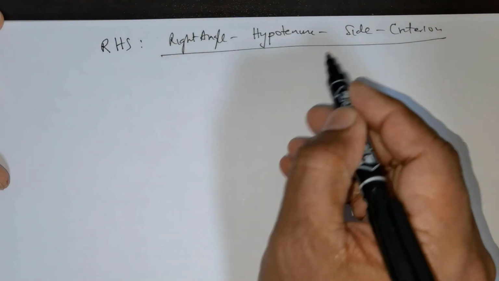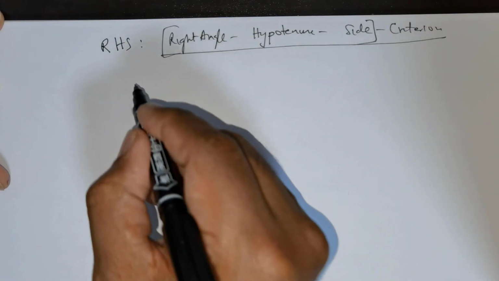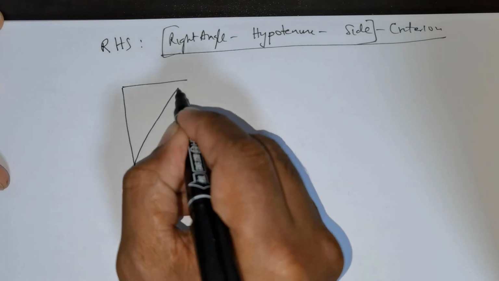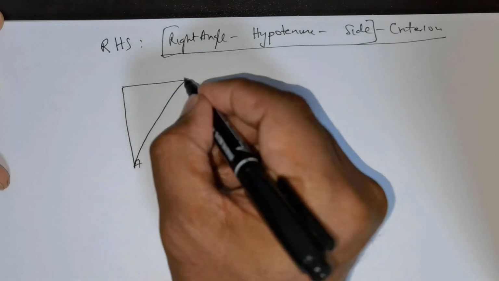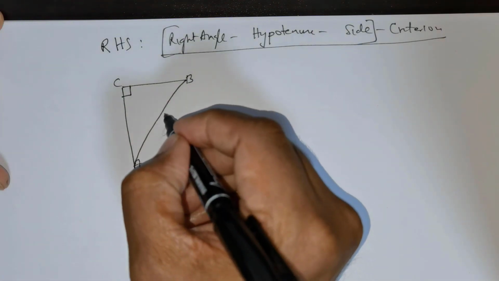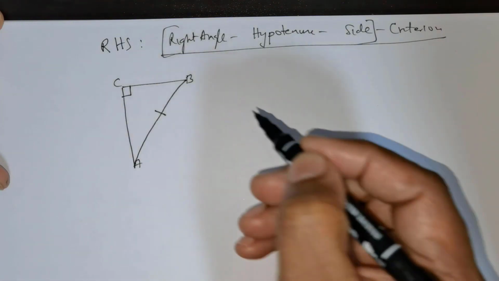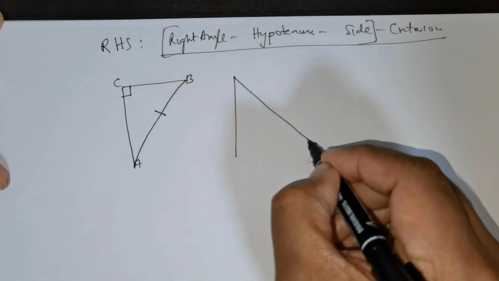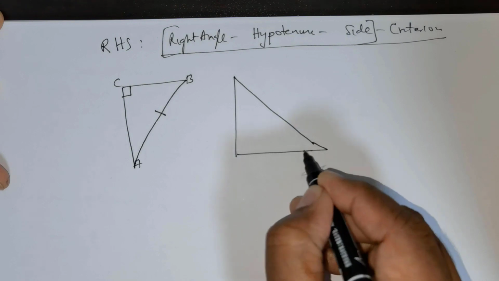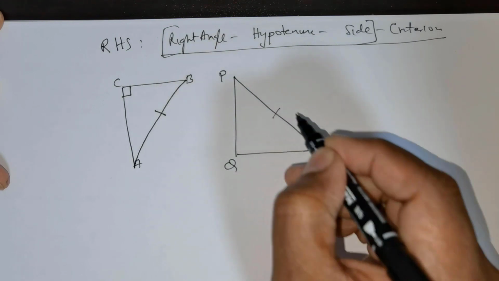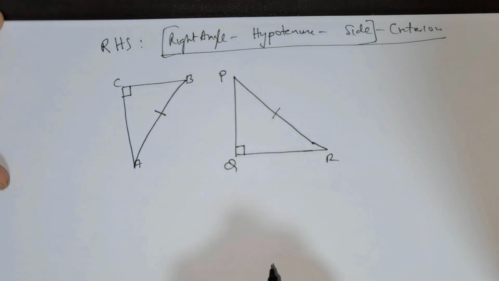Right angle, hypotenuse, and side. So how does it actually come into play? Imagine you have a triangle like this. This is A, B and C, and this is the right triangle, and you got a hypotenuse side over here, and you got another triangle like this. So this is PQR. You got the hypotenuse here. This is the right triangle or right angle.